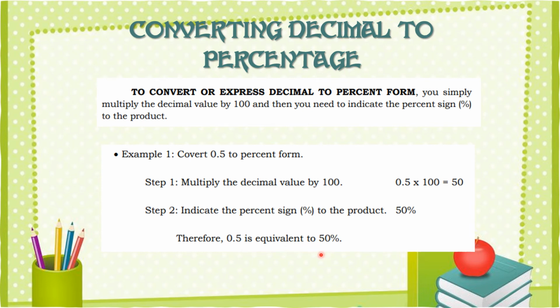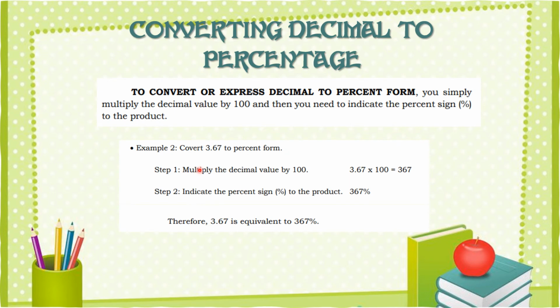We have another way to convert it easily, and that is by moving the decimal point two places to the right. So we have your 1, 2, and you have to put 0 and the percent sign. So therefore, 0.5 is equal to 50% in percent form. Next, we have here convert 3.67 to percent form. Using our strategy, we are going to move the decimal point. After 3, we have to move the decimal point two places to the right.